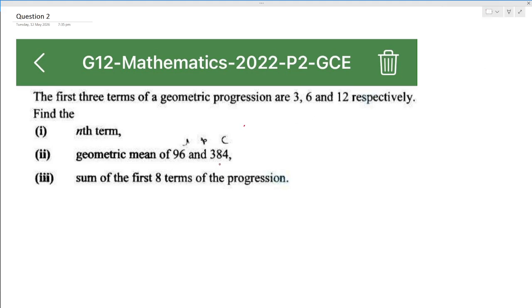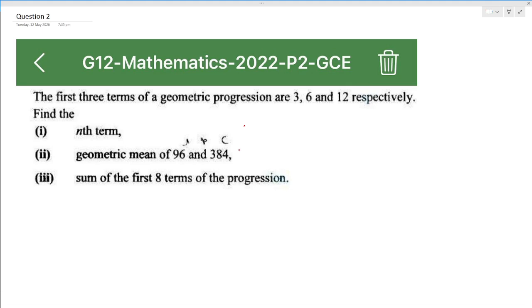Very, very easy. The second question is coming from 2022 paper 2, written by the GCE candidates, and the question says the first 3 terms of a geometric progression are 3, 6, and 12. If your exam question will just read like this, thank God. This is the simplest. This is an introduction, and introductions always start with the simplest of questions. In the next session, we are going to see those questions that are a bit complex, but I'll show you the easiest way to solve them. So either way, you are covered.